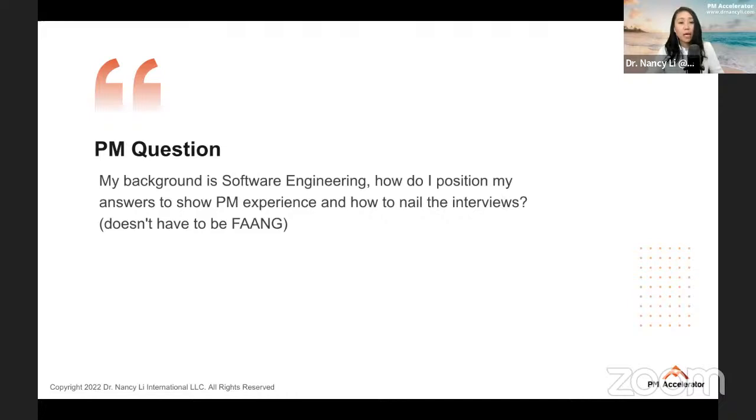It doesn't have to be FAANG companies. Step number one, if you are a software engineer, let's say it doesn't have to be FAANG companies. It's okay, of course. The other 75% of my students do not get into FAANG. The other 25%, they got in. So what do the 75% do? What if I don't want to get into a FAANG company?